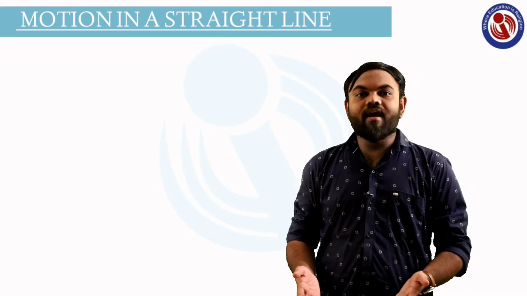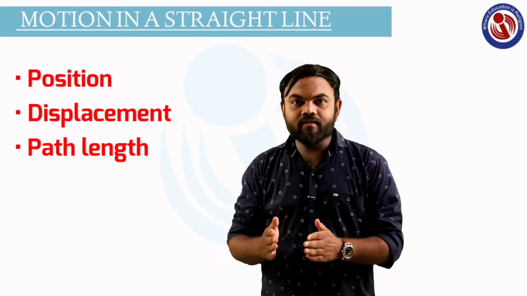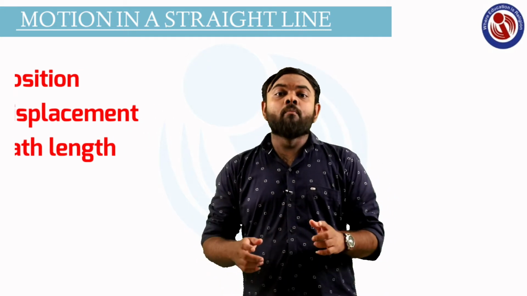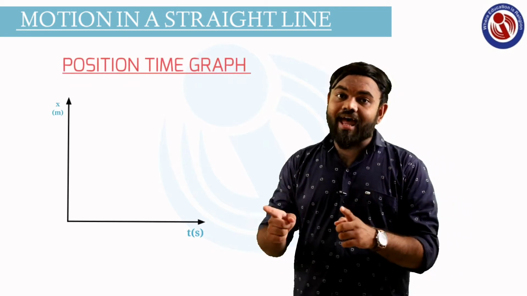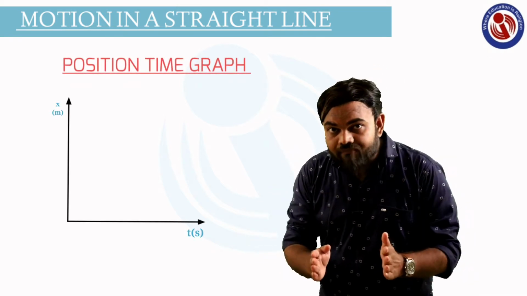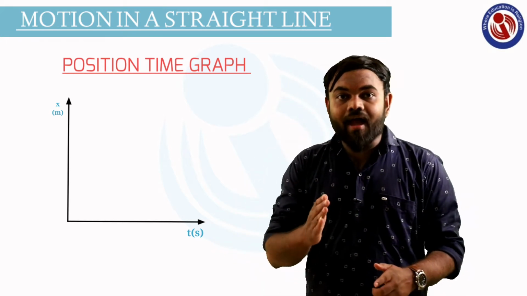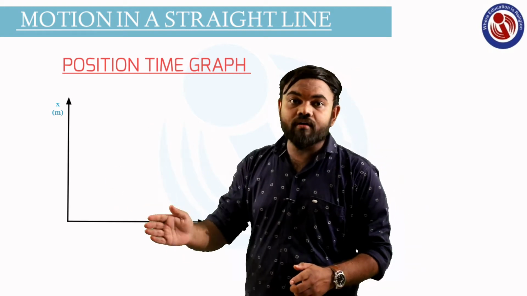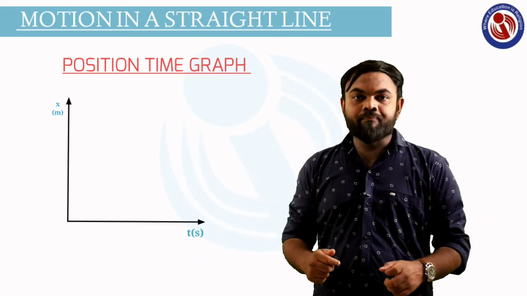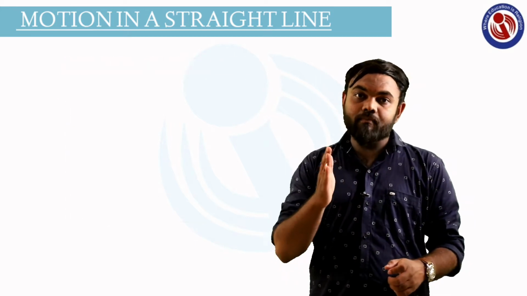What did we study in our last section? We studied position, displacement and path length. Motion is represented by a position-time graph. Such a graph is a powerful tool to analyze and represent different aspects of the motion of an object. I can show you different types of position-time graphs.